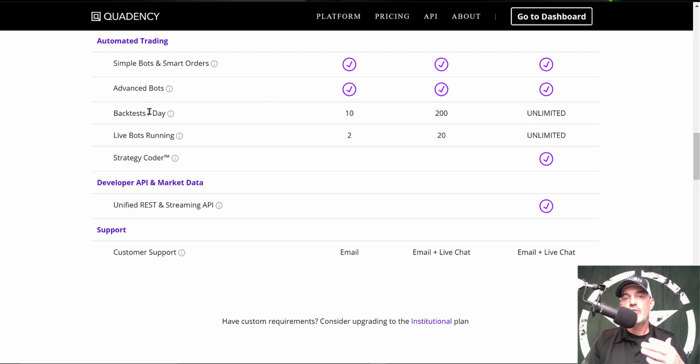For instance, backtests on the free plan, you only get 10 a day. With the Pro plan, you get 200 backtests per day. Also, live bots running at the same time. With the free plan, you only get 2. And with the Pro plan, you can have 20 live bots deployed at the same time.